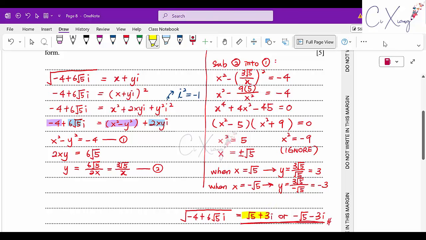Okay? Alright, so some students, if they don't want to write it out like this, might want to rephrase it as plus and minus √5 plus 3i, which also can. Basically, they have the same meaning. It is just whether you want to express them one by one or compile them in a set, in a pack like this. Okay? So basically, this is how we solve question number 5. This is how we find the square root of a complex number.